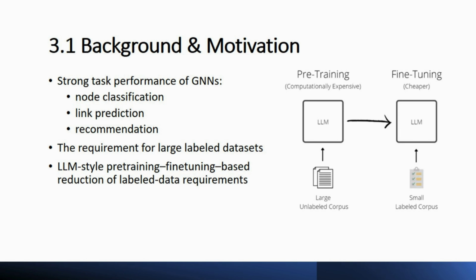Next, let me introduce the background and motivation. GNNs perform well on tasks like node classification, link prediction, and recommendation, but they require a large amount of labeled data, especially on million-scale graphs. To reduce this dependency, the authors draw inspiration from the pre-train fine-tune paradigm in language models. The goal is to pre-train a GNN on unlabeled graphs and then fine-tune it for downstream tasks. This is the central motivation behind GPT-GNN.